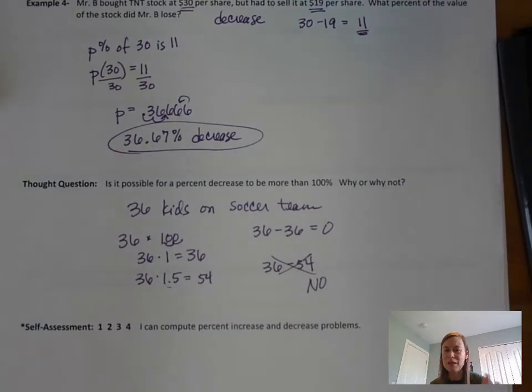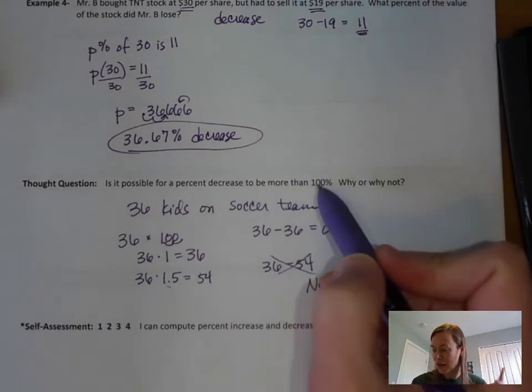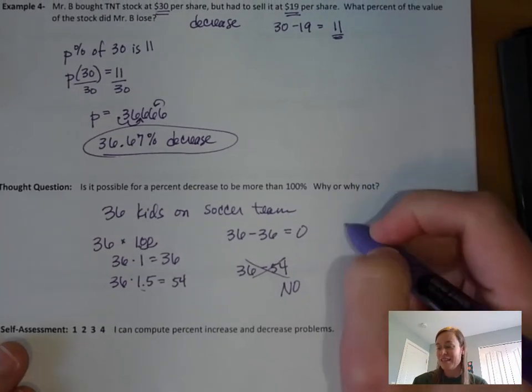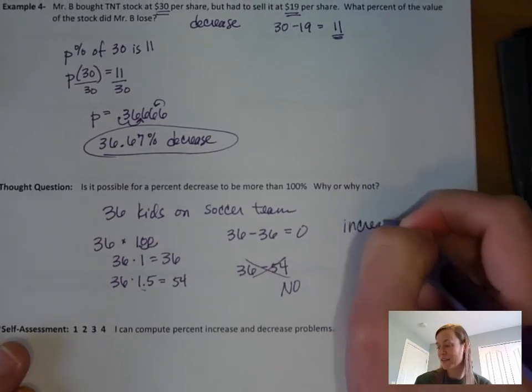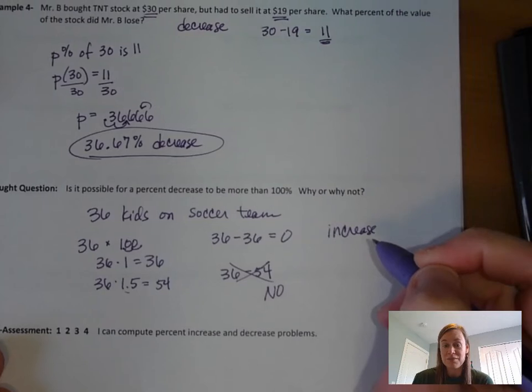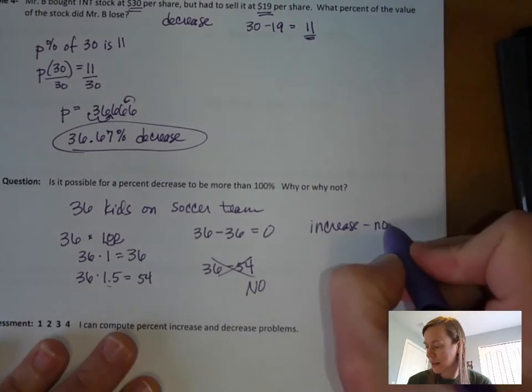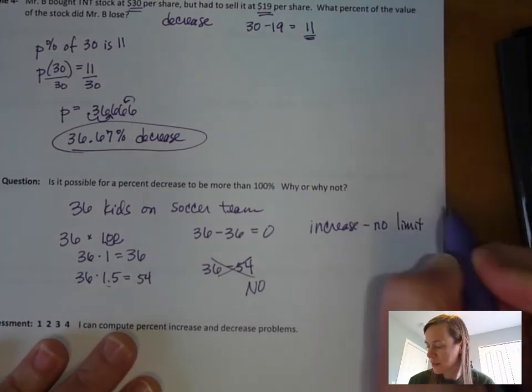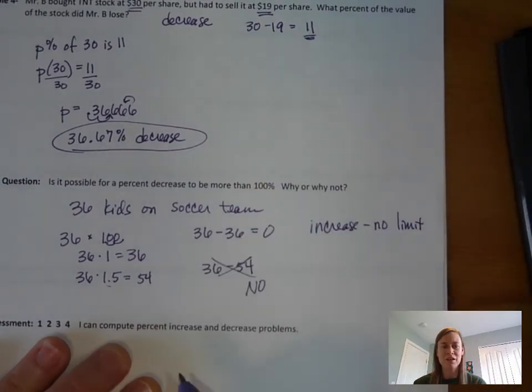Only if you were dealing with something where you could have negative numbers, like maybe altitude, then you would drop below sea level. That seems like it would be possible. Or like with money, sometimes you have money, but then you go into debt. Maybe that would be possible. Now, what about an increase? Could an increase be more than 100%? Yes, increase can be as much as you want it to be. There is no limit. So for increases, there is no limit. But for decrease, it can't be more than 100%.